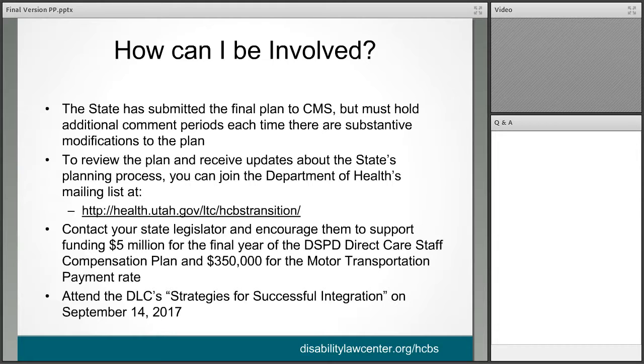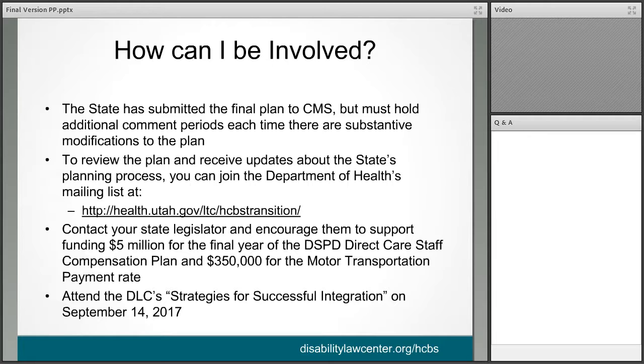So in the past, when these substantive modifications have occurred, the state has opened up the plan for public comment, and when the state does that, certainly individuals or providers or families could submit comments, but you do have to wait for that comment period to open. Right now, the comment period is not open, but presumably moving forward, there will be additional comment periods, so that's a way to be involved: to review the plan and receive updates about the state's planning process.